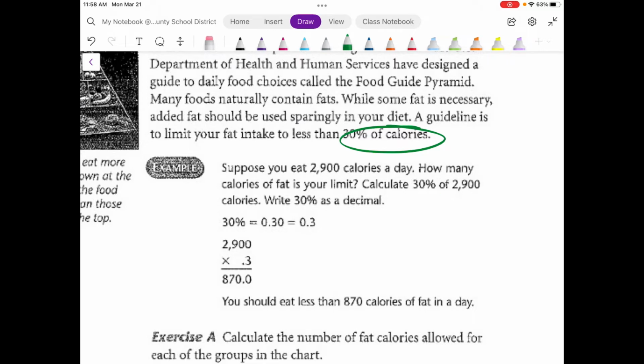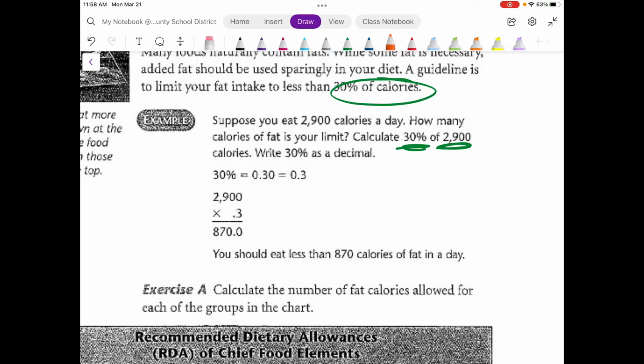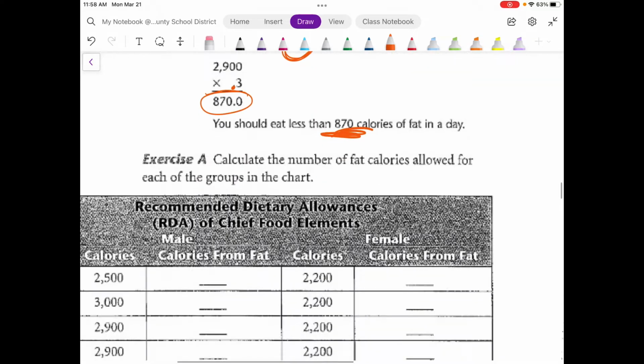So we need to figure out what 30% of 2,900 is going to be. Your first step is to take the 30% and turn it into a decimal. We know that this is going to be 0.3 or 0.30. So 2,900 times 0.3 gives me 870. So we should not eat any more than 870 calories of fat in a day.